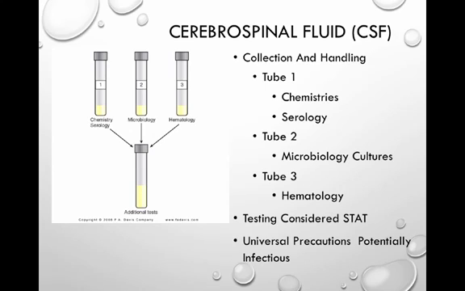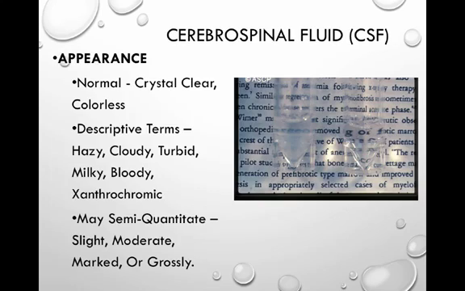If immediate processing and testing isn't possible, tube 1, the chemistry and serology, can be frozen. Tube 2 for microbiology should be kept at room temperature, and tube 3 for hematology can be refrigerated. But again, ideally, we want them done within an hour or stat.